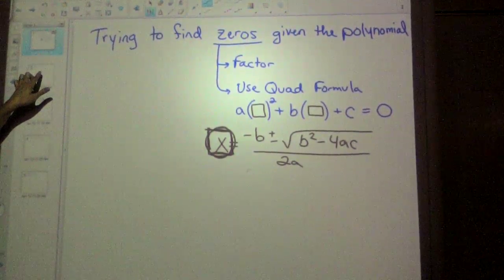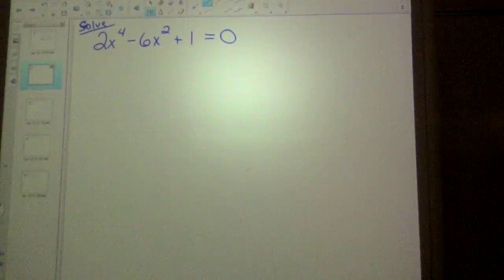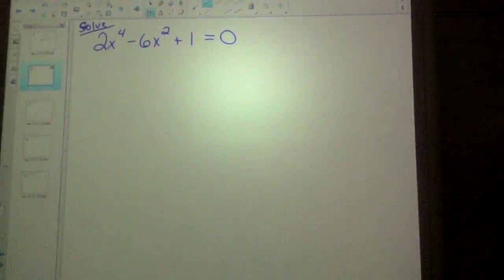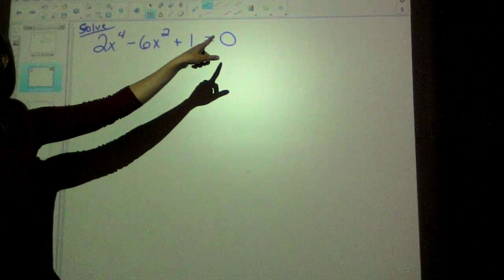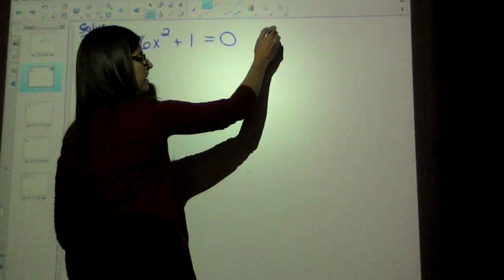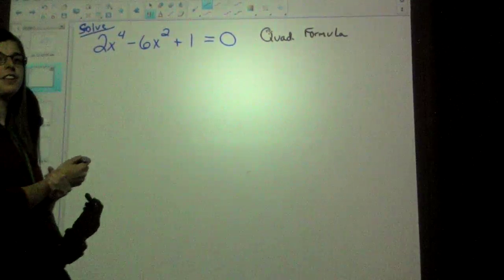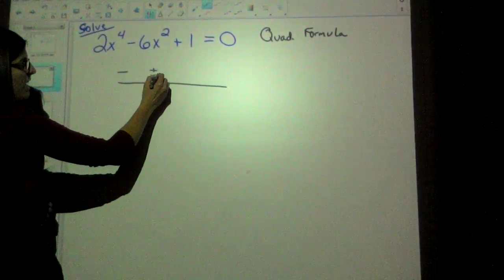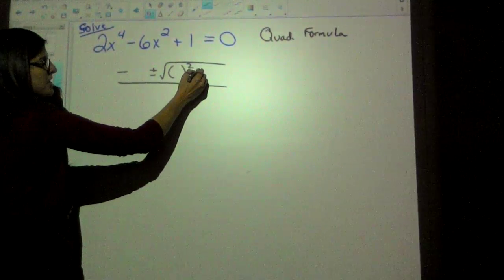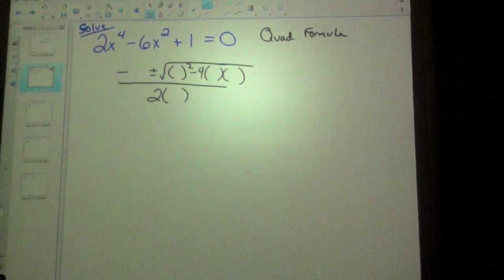Let's do one of those. So 2x to the fourth minus 6x squared plus 1 equals 0. We're going to solve this. Okay? Do you see how it's a quadratic in disguise? So we're going to use the quadratic formula. That's the technique for this one. Negative b plus and minus the square root of b squared minus 4ac all over 2a. Just kind of set up a little template for myself there. Okay.